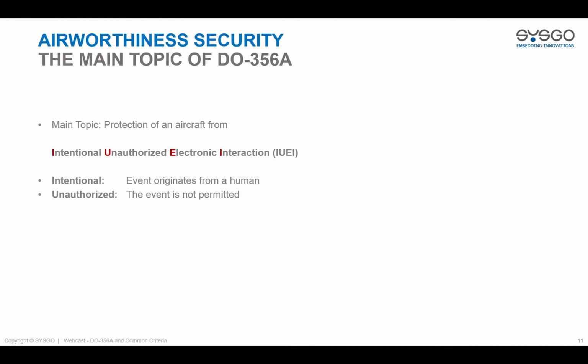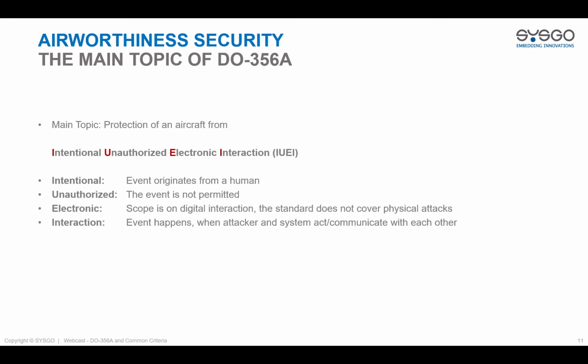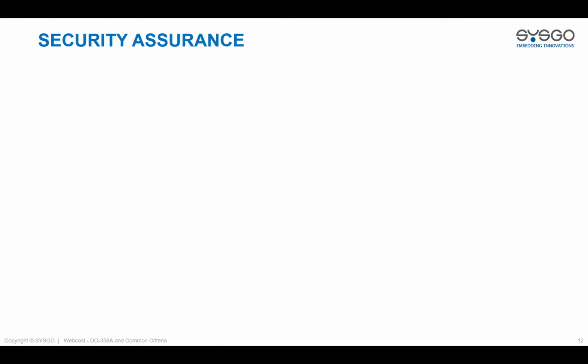The events must be unauthorized, they are electronic, and they come by some kind of electronic interaction, like attacking the system via digital interfaces such as CAN or AFDX or Ethernet. Just to make sure, physical interaction is not covered by the DO-356 standard.